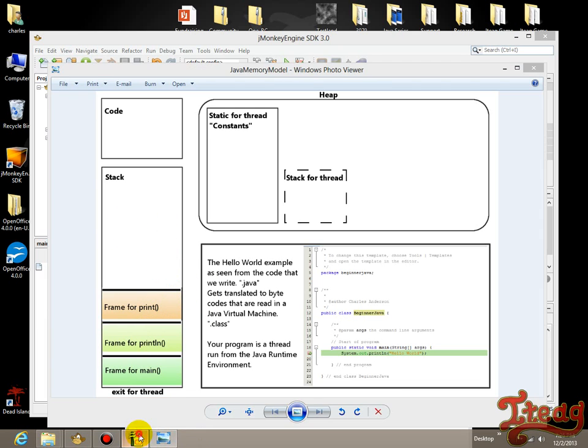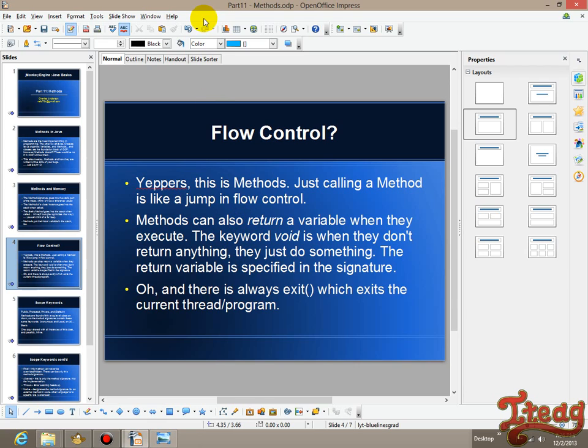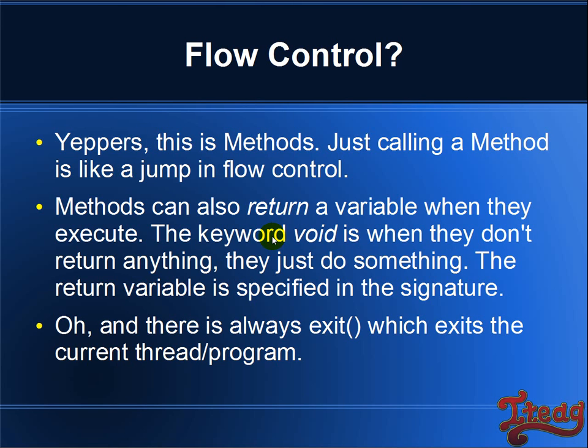So yes, very much so on that flow control. And cool thing about methods, they can also return a variable when they execute. So void, I just used void in the last example, just because I didn't really need anything returned. It just needed to do something. But yeah, you can get some stuff returned back if you want. And so I'll be working with return today.